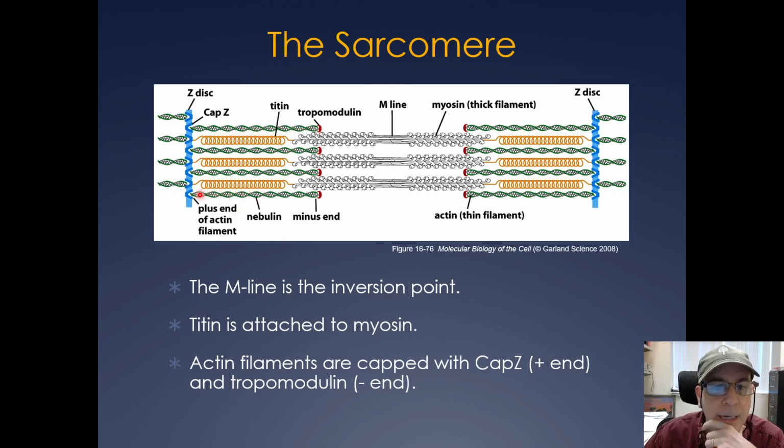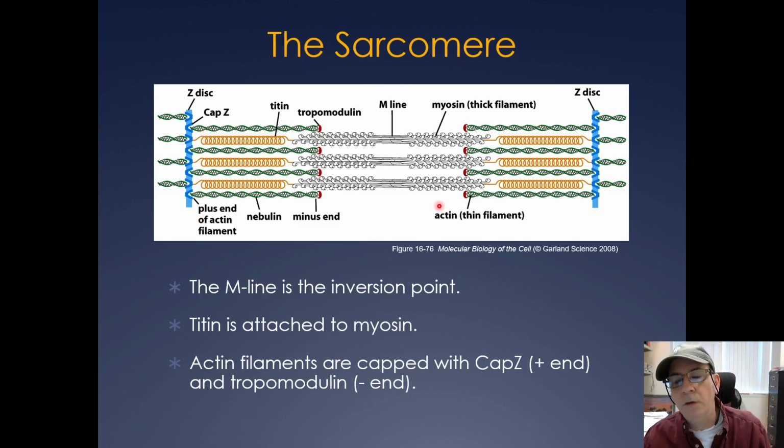That's the actual actin. And the plus end of the actin filament is bound by CAP-Z, which is shown here as being also associated with the Z disc. And then the minus end is capped by tropomodulin. Here on the minus end, and then you have the myosin thick filament attached to this molecule called titin, and the actin filaments are held a perfect distance apart.